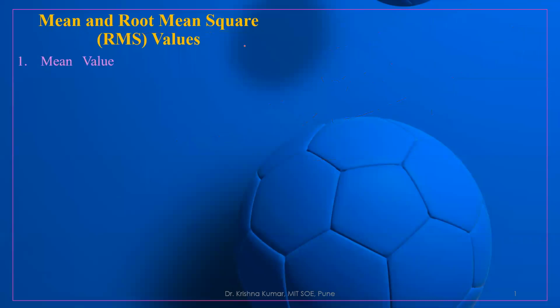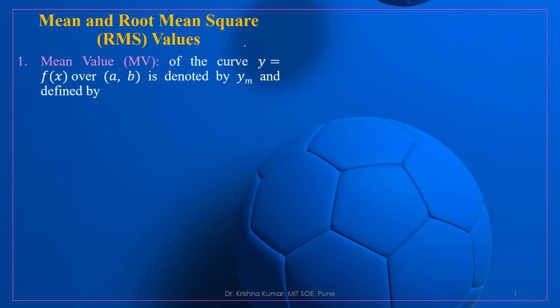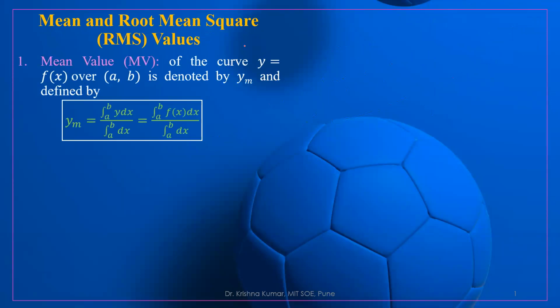Okay, let us first define the mean value. Mean value of the curve y is equal to f of x over a to b is denoted by ym and is defined by ym is equal to integration a to b y dx divided by integration a to b dx. So y can be written as f of x. This is the definition for mean value.